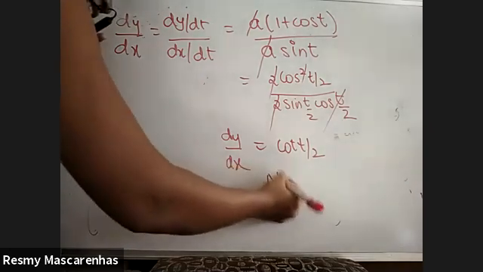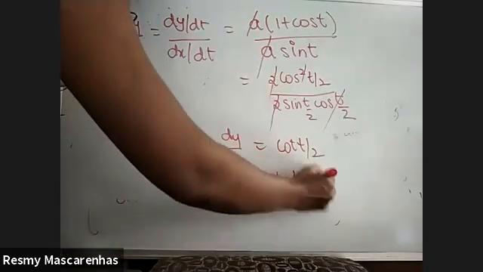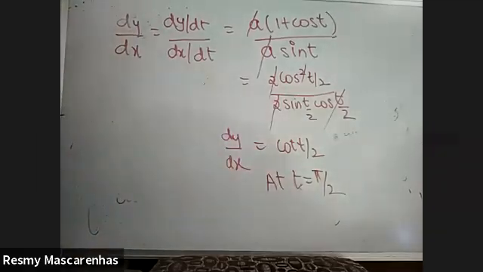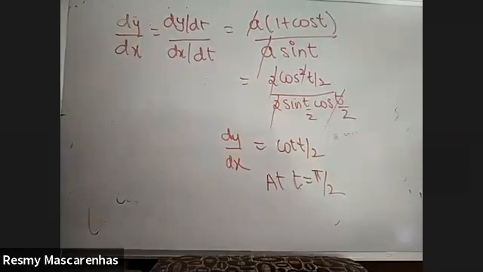Now extra they've asked at t is equal to pi by 2. So what will be the values? So in this next step, instead of t put pi by 2. So pi by 2 upon 2 will become pi by 4. Okay, and cot of pi by 4 will be 1.